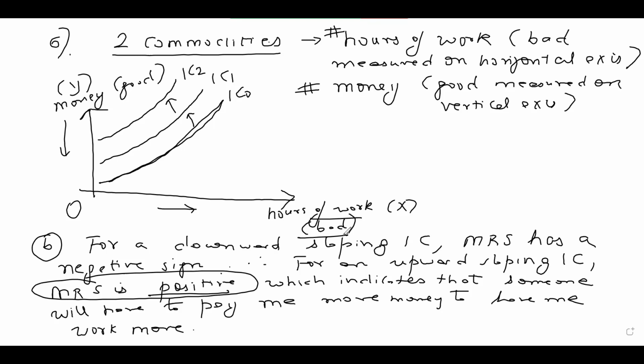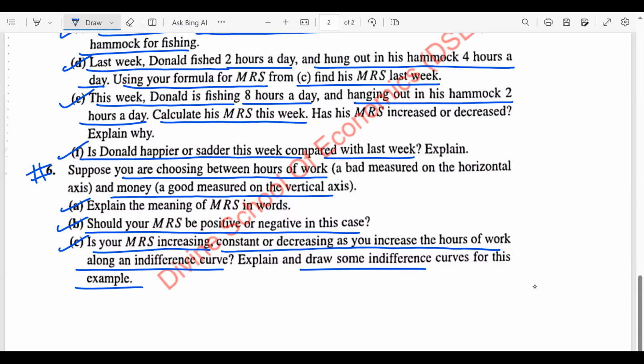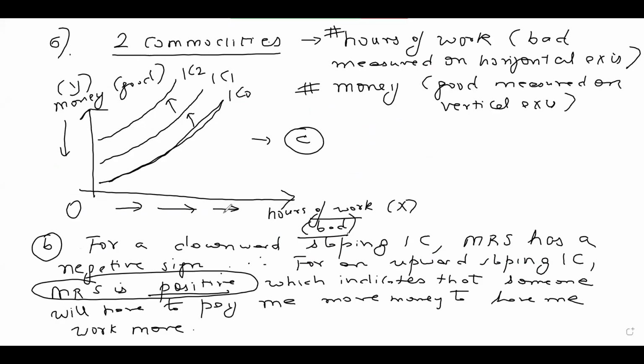And I think this is the answer for part C also. Part C is nothing but the diagram. Let me come back to the problem. Is your MRS increasing, constant, or decreasing as you increase the hours of work along an indifference curve? Explain and draw some indifference curves. We have already drawn the indifference curves. Now, if I increase the hours of work, what is happening to MRS?